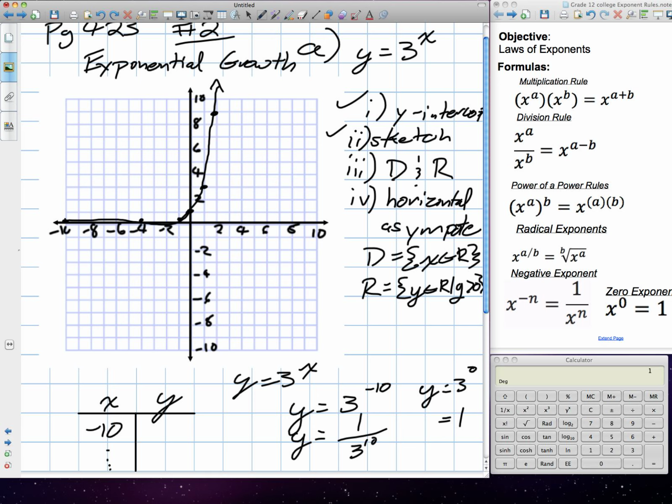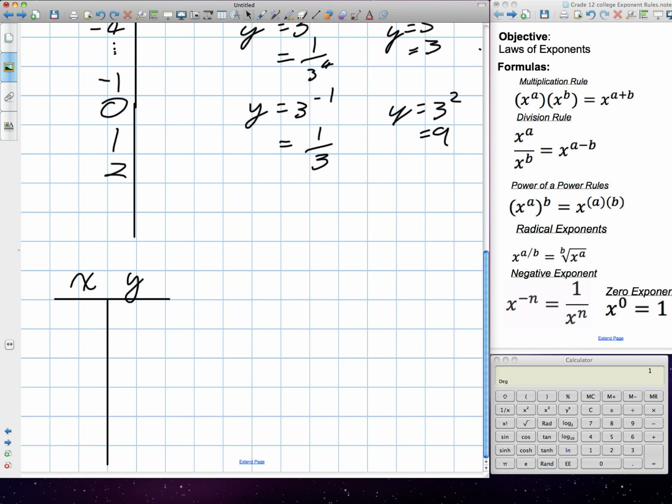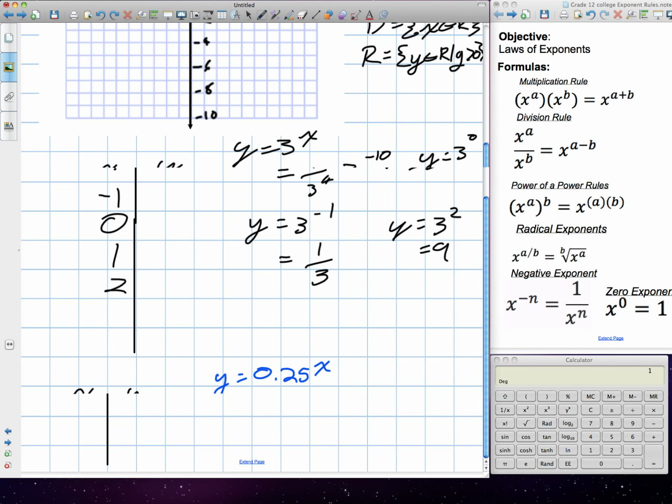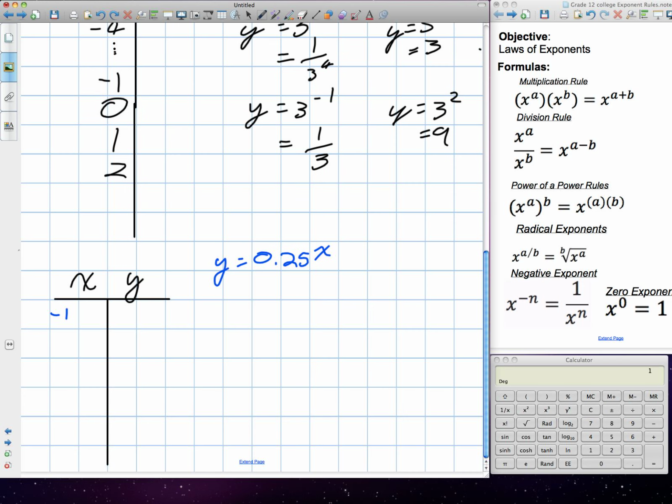So we're going to do this again. This time we're going to use our second number. Y is equal to 0.25 to the power of x. Now remember, we're going to put it on the same graph. Our graph went from negative 10 to 10. So again, I'm going to start at negative 10. I want to show you what this number is going to look like. So we put y is equal to 0.25 to the power of negative 10. Okay? If I was to make that a positive exponent, it becomes 1 over 0.25 to the power of 10.